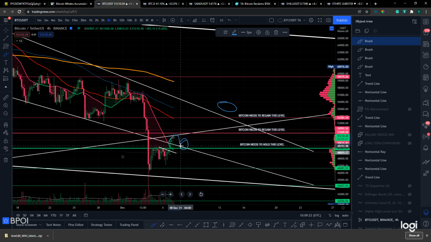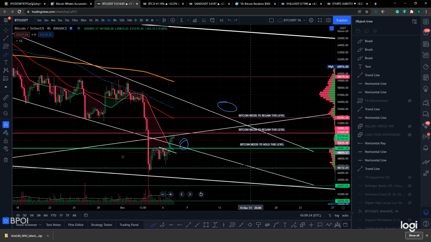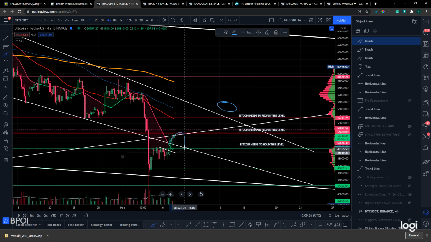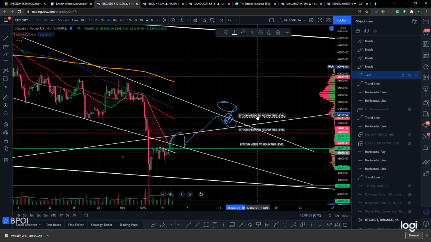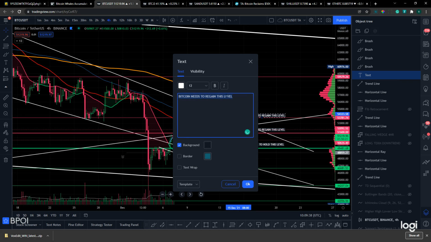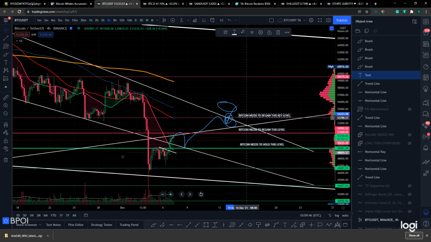So we need to hold so we're back into this pattern. Okay, so hold this line, move up, and then we're looking for a breakout of 53,781, which has been a long-term key level. So let me change that. Bitcoin needs to regain this key level. That is a key level for us. Okay. Bitcoin breaks here with potentially an all-time high scenario.